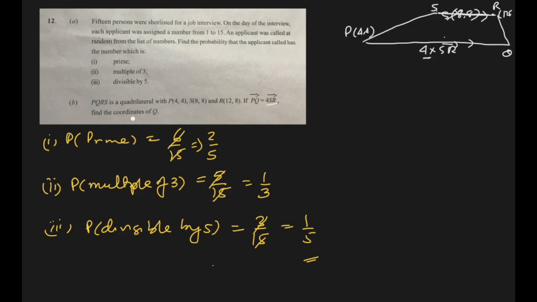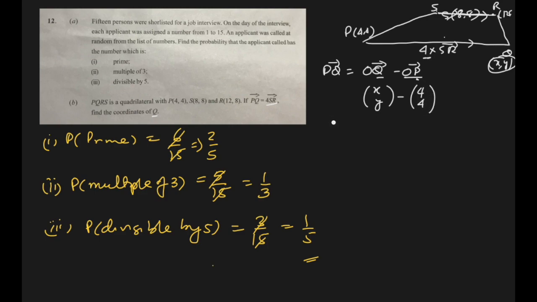Okay. Find the coordinates of Q. We have to find the coordinates of Q. Let's call them X, Y. So the vector PQ will be, let me write, OQ minus OP. They are position vectors of Q minus position vector of P. And position vector of Q is nothing but the coordinates of Q, which are X and Y. So it will become X, Y minus OP. The position vector of P will be 4 and 4.